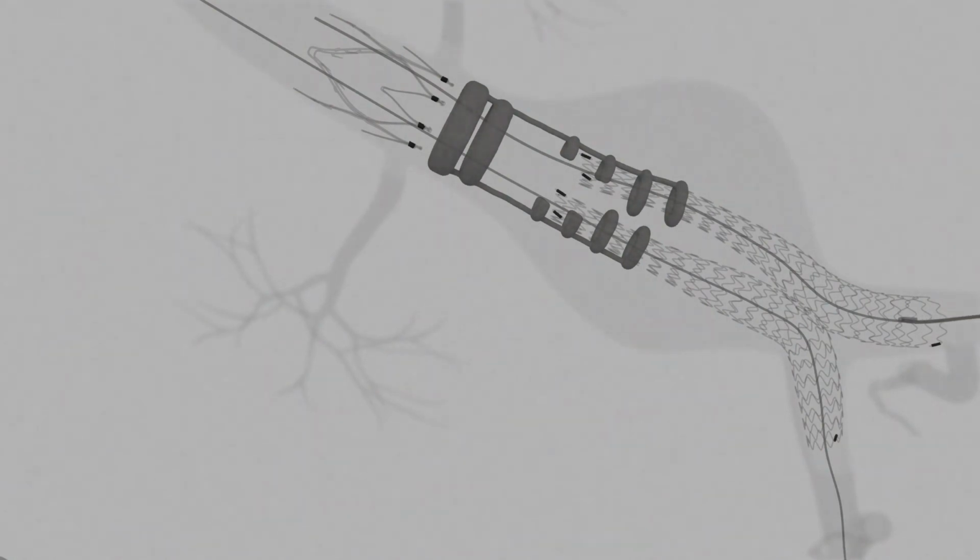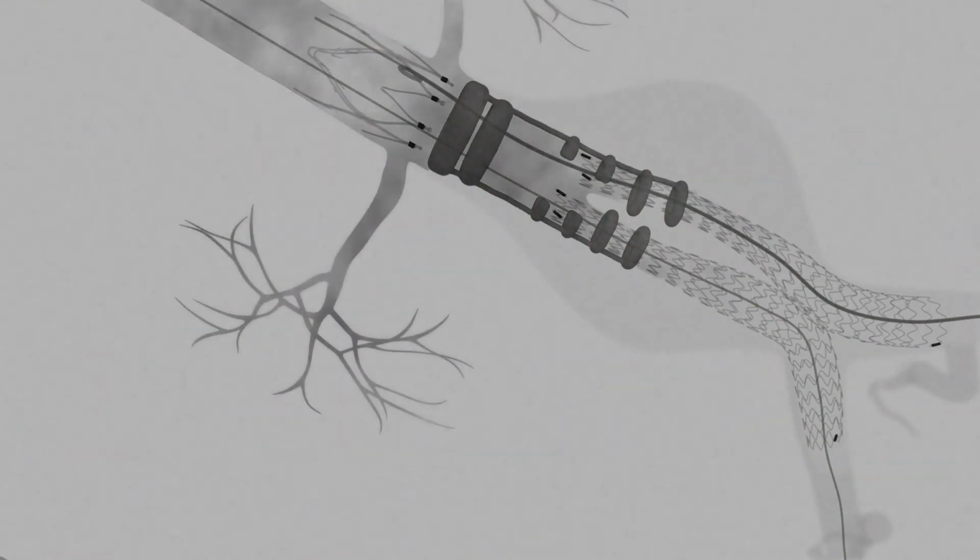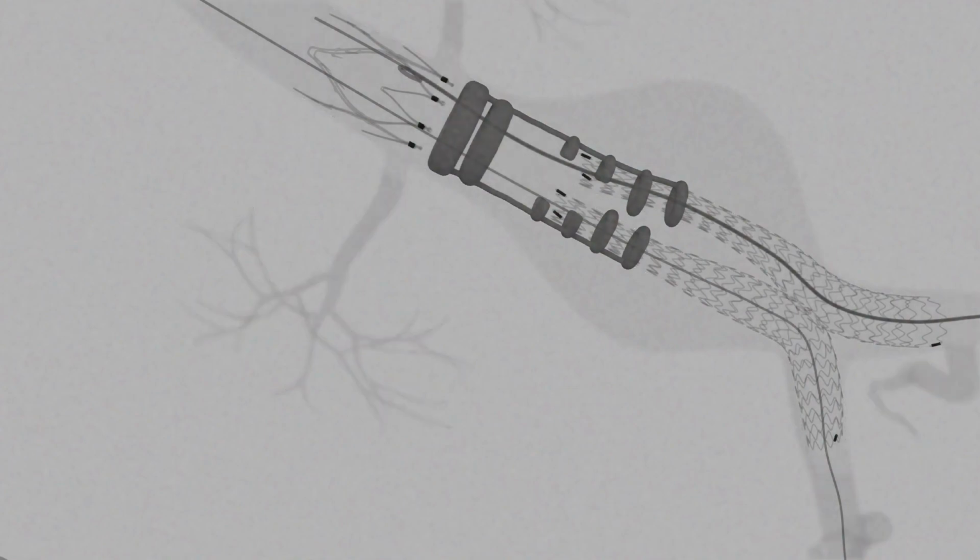Advance an angiographic catheter through the integrated sheath into the suprarenal aorta and perform a completion angiogram to confirm aneurysm exclusion and graft patency.